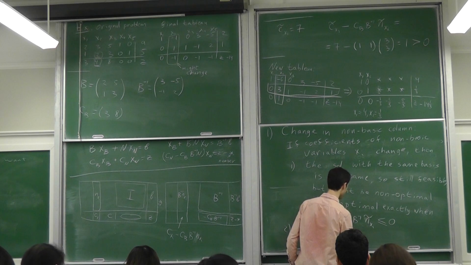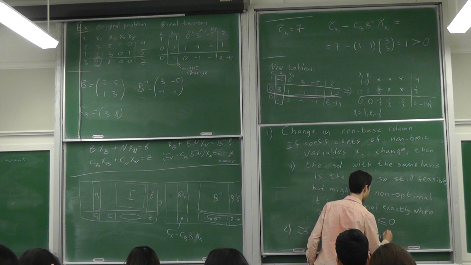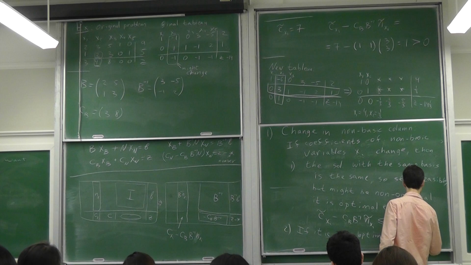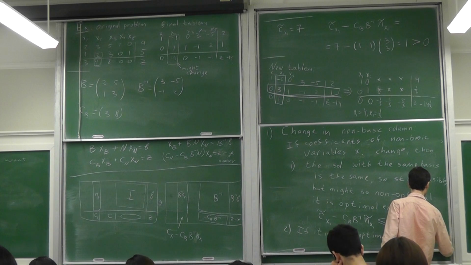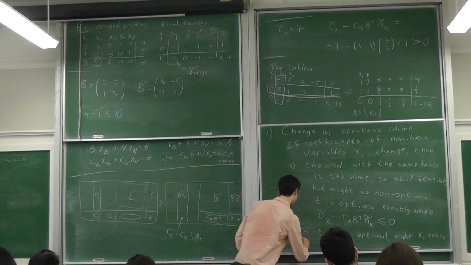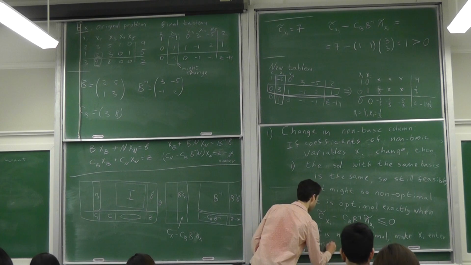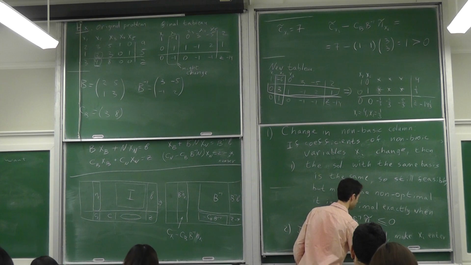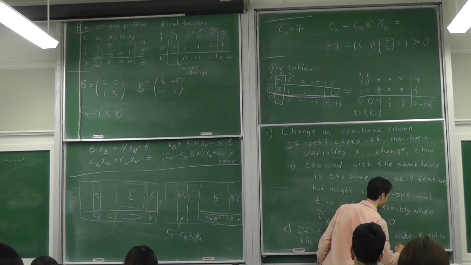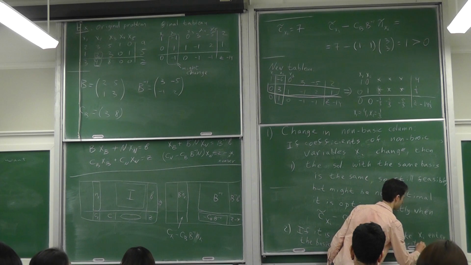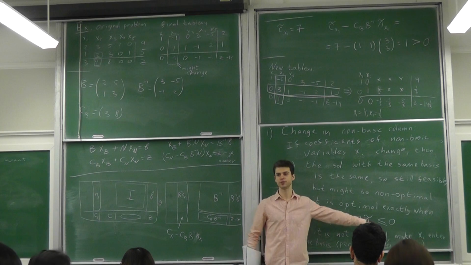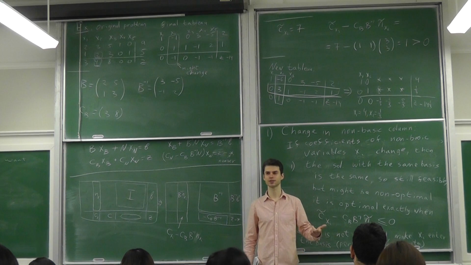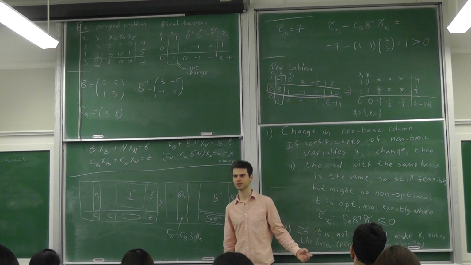If it is not optimal, make xi enter the basis. Basically perform simplex. So if one of these coefficients is actually positive, then you can make it enter the basis and increase the objective function, so actually do this, perform simplex.